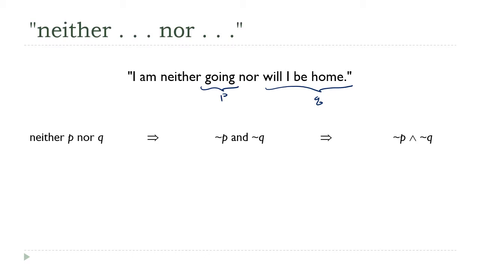But again, let's think this through. What is your expectation? If I say I am neither going nor will I be home, you expect that first I'm not going to go, so that's the not P. And you expect that I will not be home, so that's the not Q. So this is how we would translate "neither something nor something else" into a logical statement.